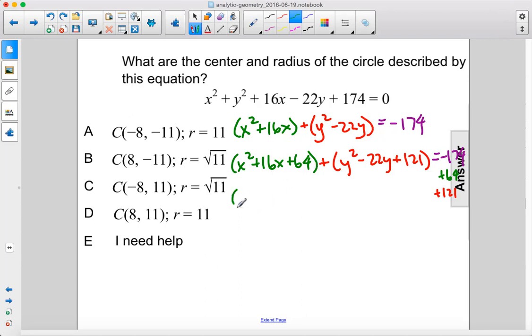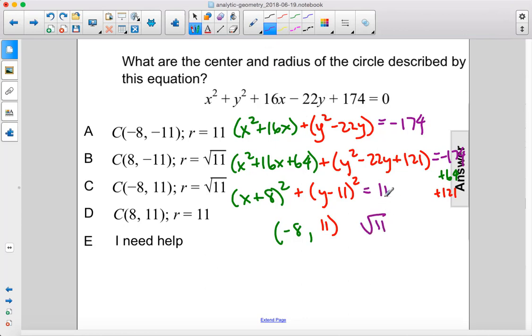All right, this simplified is x plus 8 squared plus y minus 11 squared, equal to negative 174 plus 64 plus 121, which is 11. All right, so we have an h value of negative 8, we have a k value of 11, and we have a radius of the square root of 11, because 11 is r squared. So that is negative 8, 11, square root of 11. We have C as our answer.